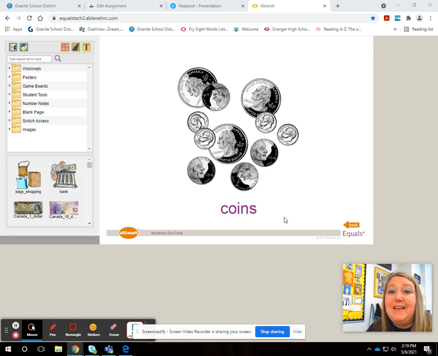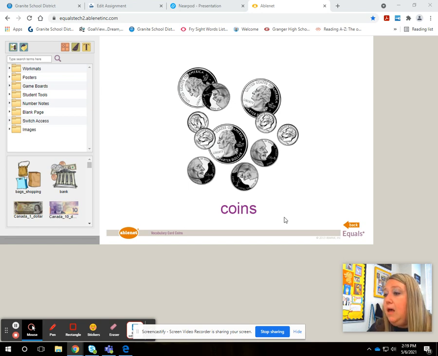It's May 7th, and our math objective for today is to identify the value of each of the coins. Last time we worked on the names of the different coins. Today we're going to talk about the value of each of those coins.